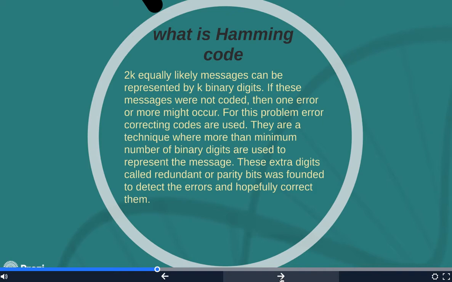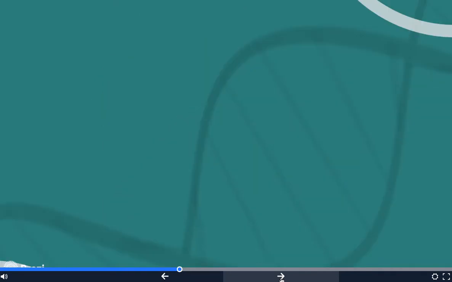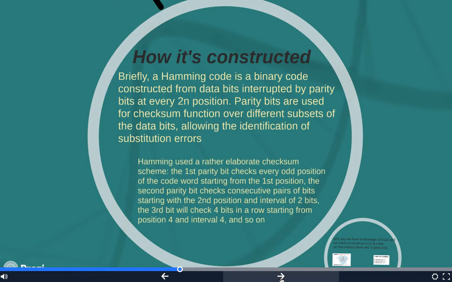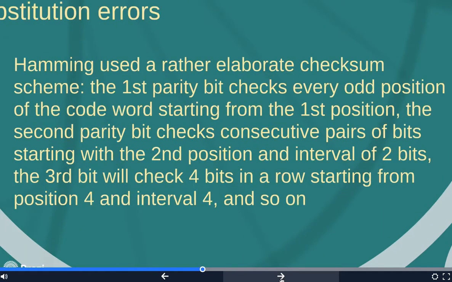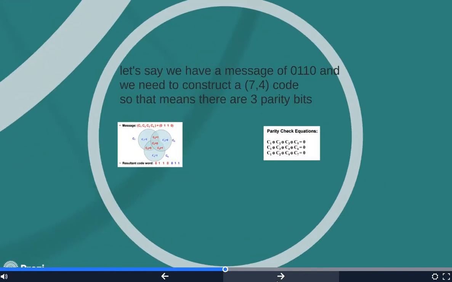So, how can it be constructed? Well, it's very easy. It can be constructed by adding these parity bits. We will discuss a very simple example, which is the 7 by 4 Hamming code. Let's say that we have a message of 0110 and we need to construct a 7 by 4 code. So we are adding 3 parity bits.